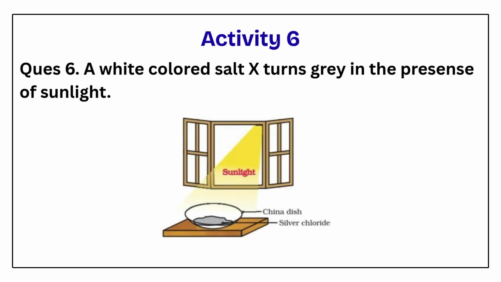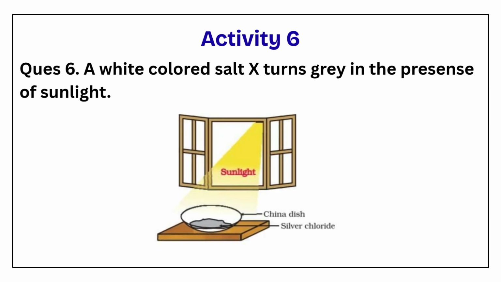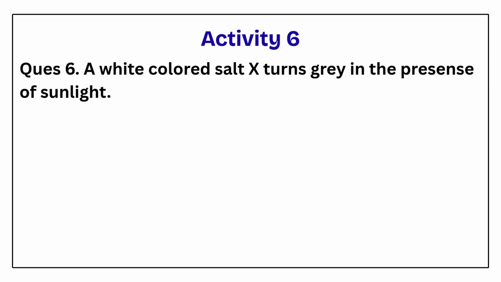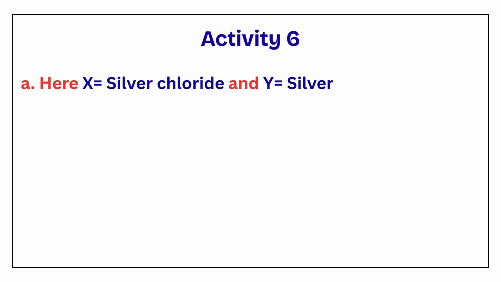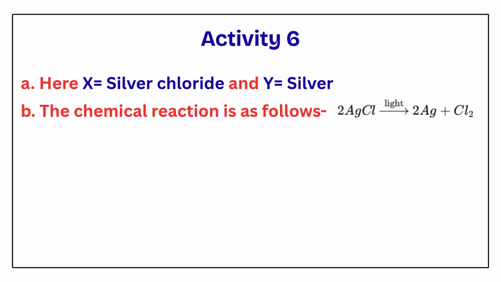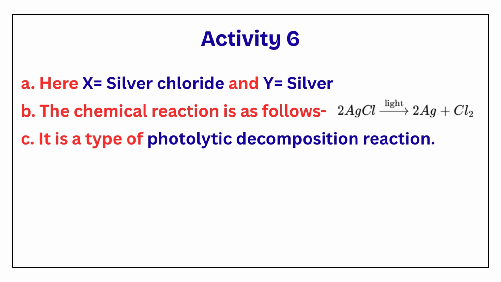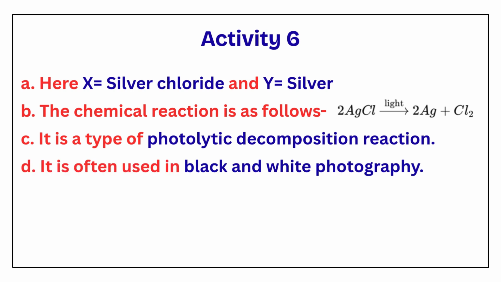Next activity. A white colored salt X turns grey in the presence of sunlight. Identify X and Y. So X here is silver chloride, which undergoes photolytic decomposition to form silver. So this is a chemical reaction where AgCl in the presence of light will form Ag and Cl2. It is a type of photolytic decomposition reaction which is often used in black and white photography.